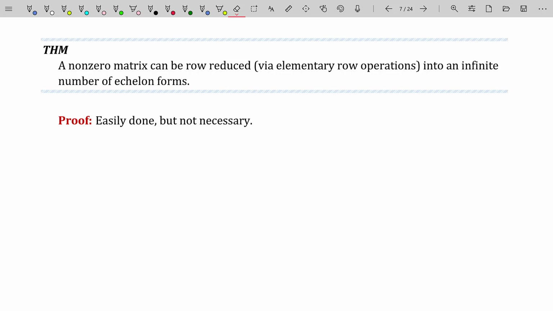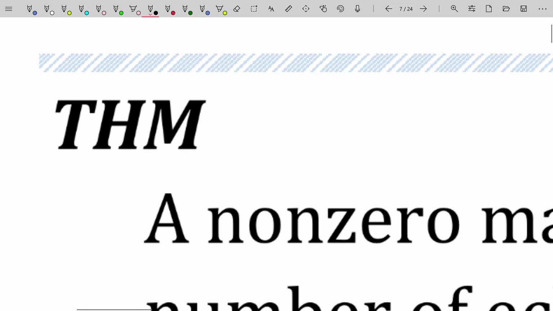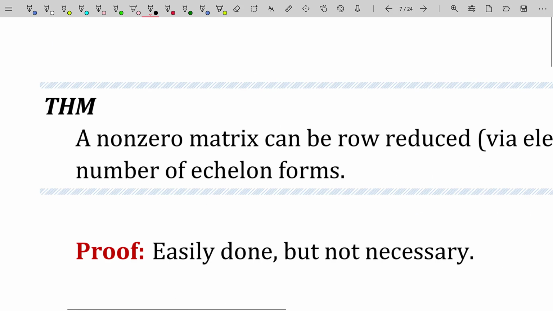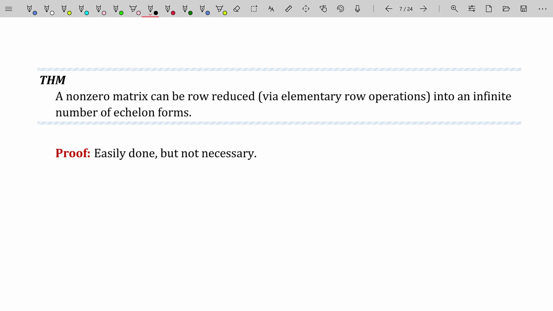Now that theorem is not as important as a few others, and you'll note as we go through our lectures here, I have certain theorems that will be numbered. The theorems that are numbered are very important. They pop up all the time in linear algebra. So if you see a numbered theorem, take note.